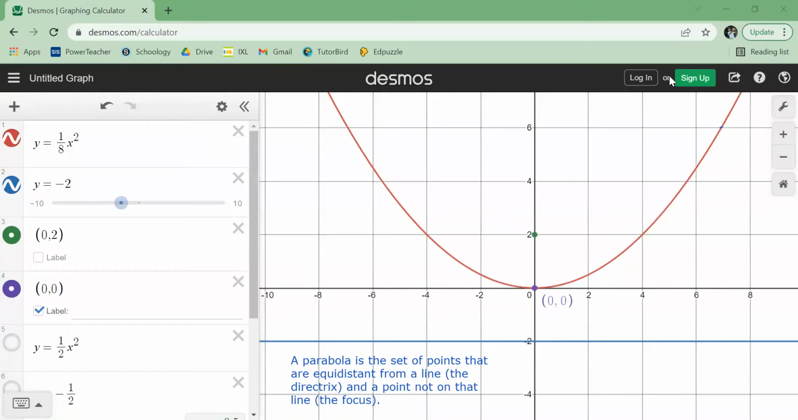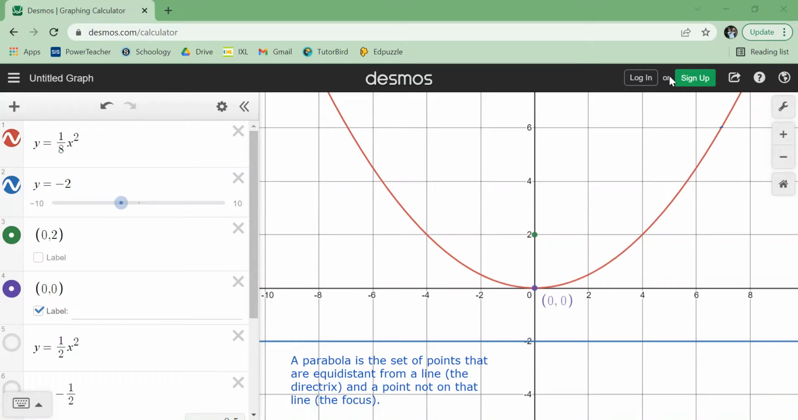It turns out that there are two totally different ways of thinking about what a parabola is, or defining what it is. The first, of course, is that it's the graph of any quadratic function, any function that has x squared as its highest degree term. And I have one graphed here, y equals 1/8 x squared.